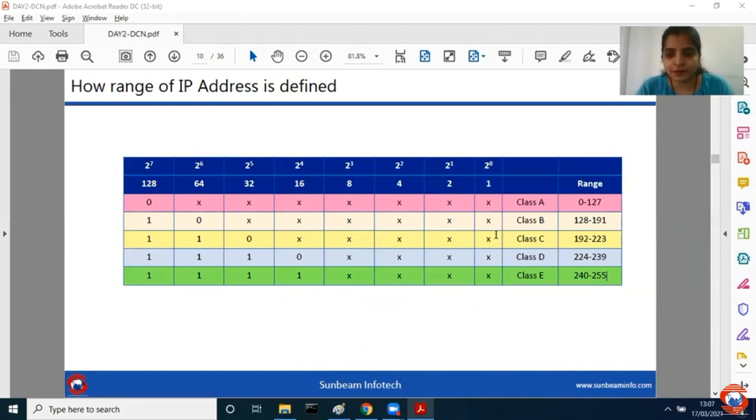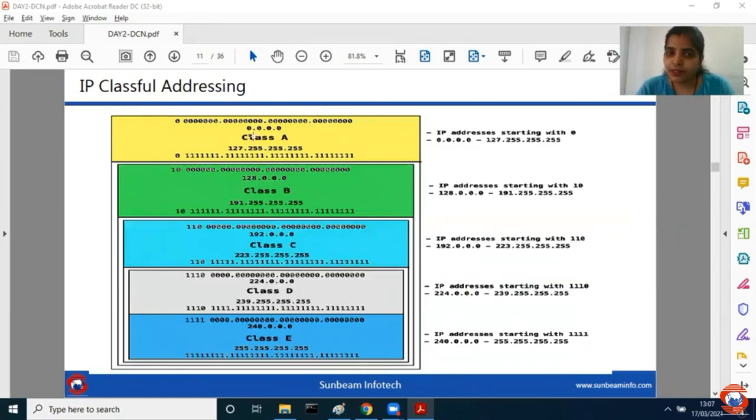Everyone, shall I proceed? So when you talk about class A, B, C, D and E, in binary notation the first bit will remain 0. In binary notation this will remain 10, this will remain 110, fixed up to 223. This will remain 1110 and this will remain 1111. So if I represent any IP address in decimal format, will you be able to tell its class name? Yes, because by looking at the range you can decide.